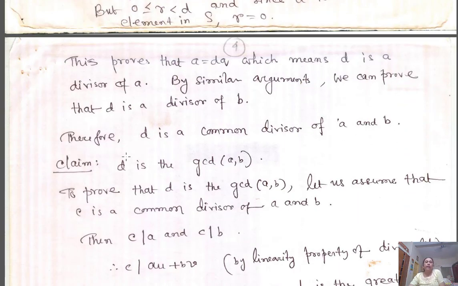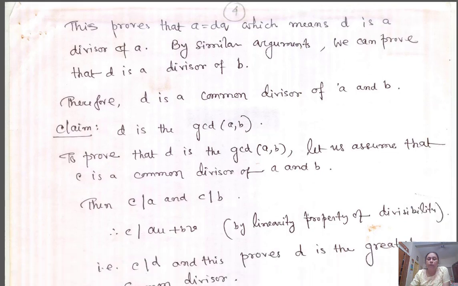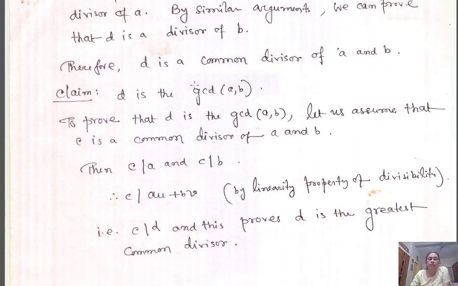Now we have to show it is the greatest common divisor. To prove this, you take another common divisor of A and B. C is another common divisor, so C divides A and C divides B. By the linearity property of divisibility, C divides AU plus BV. That means C divides D. So this proves that D is the greatest common divisor of A and B. If you take another common divisor of A and B, then this common divisor essentially divides D.